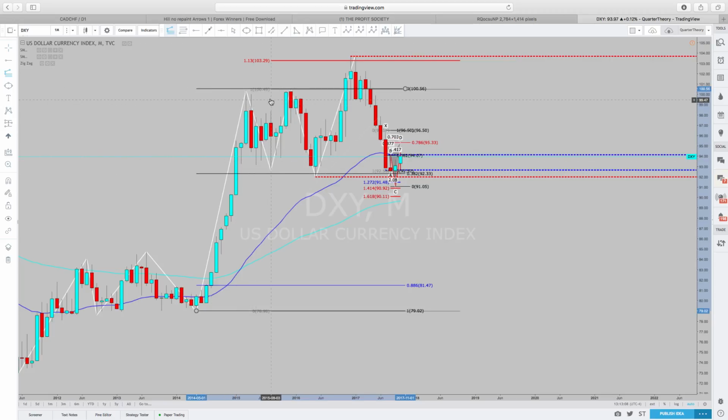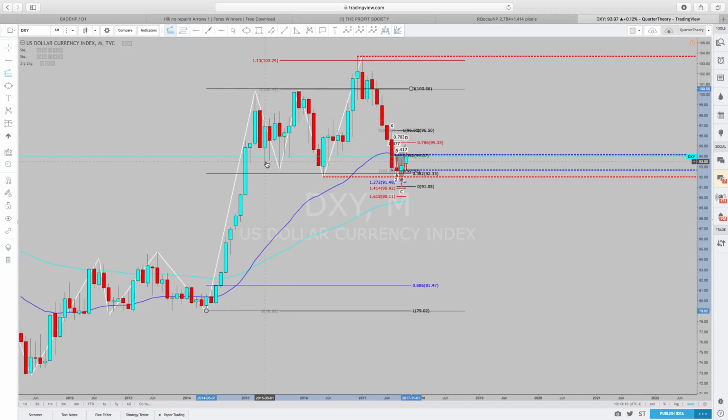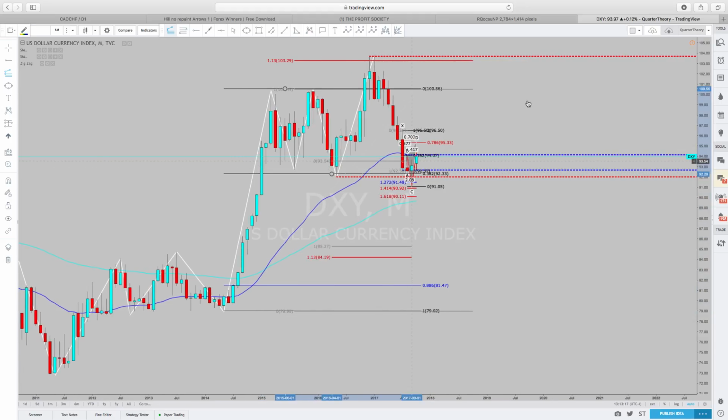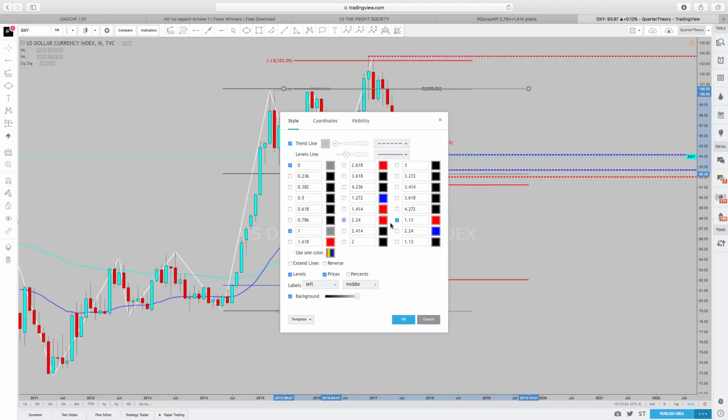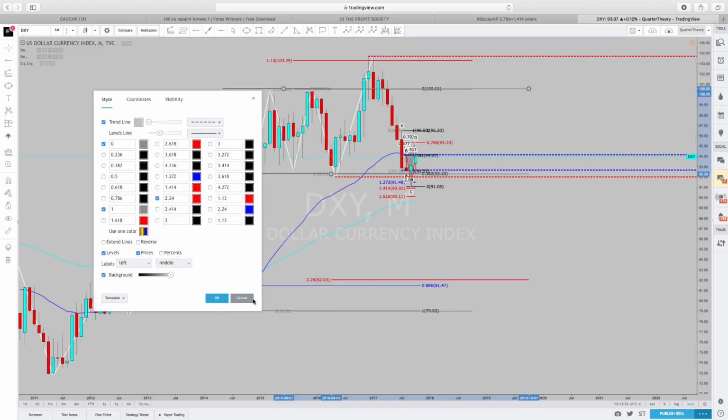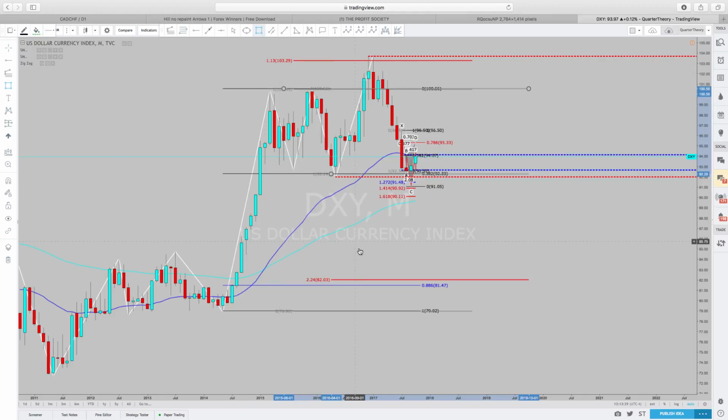I give myself an ABA. A, B, A. Let's try to find some levels of confluence. 224 down here. Oh, look at this. This is beautiful. So on a monthly scale, we are in the process of forming a bullish Bat.